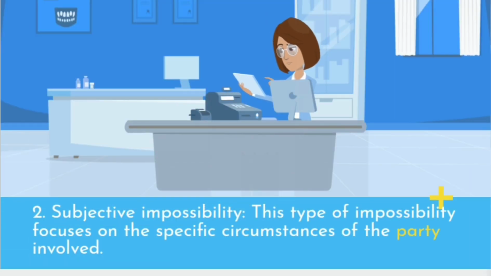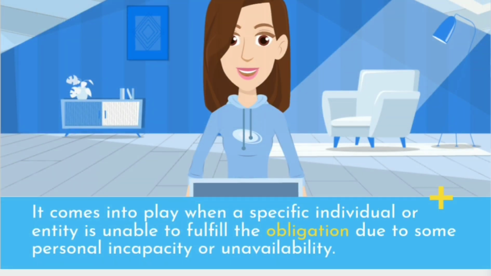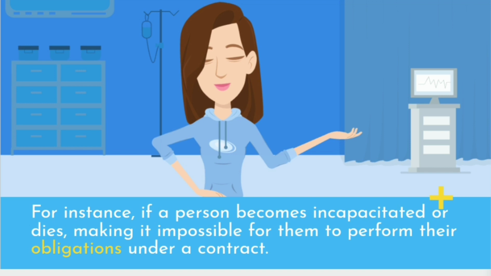2. Subjective impossibility. This type of impossibility focuses on the specific circumstances of the party involved. It comes into play when a specific individual or entity is unable to fulfill the obligation due to some personal incapacity or unavailability. For instance, if a person becomes incapacitated or dies, making it impossible for them to perform their obligations under a contract.